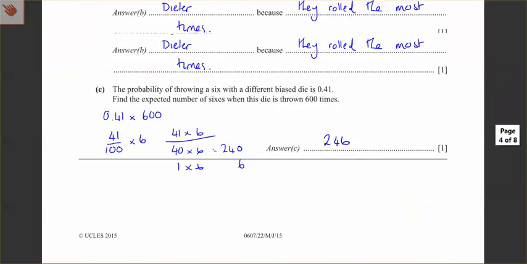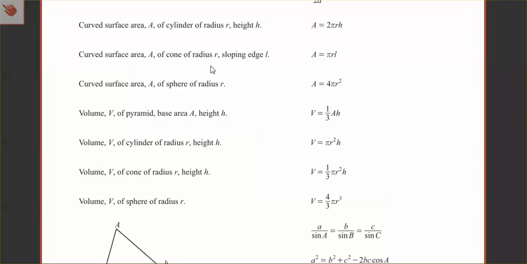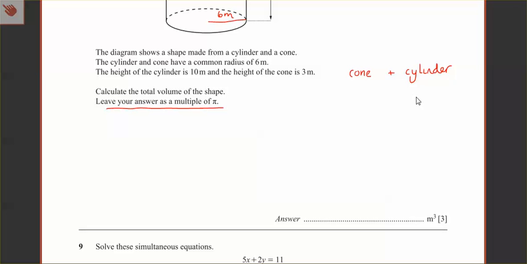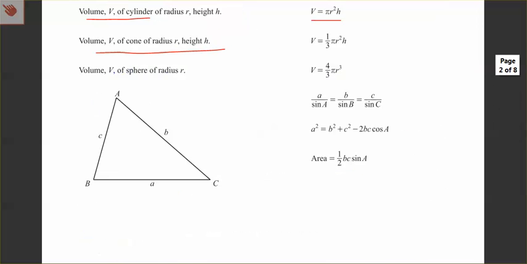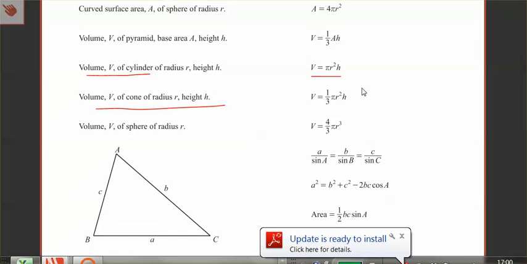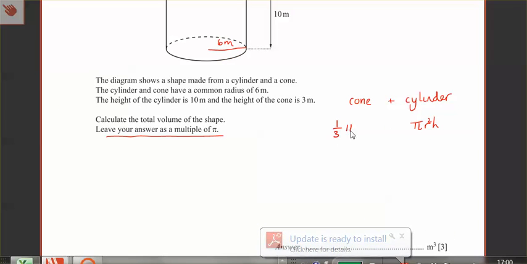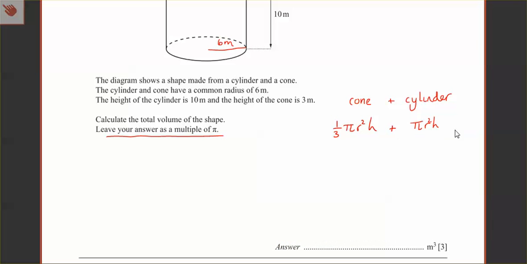Now let's just check up here on the front. We've got here the volume of a cylinder, so V equals pi r squared h, and we've got the volume of a cone, 1/3 pi r squared h. Okay, so go back here. Pi r squared h, and we've got 1/3 pi r squared h. So total volume. So we've just got to start putting it in now.